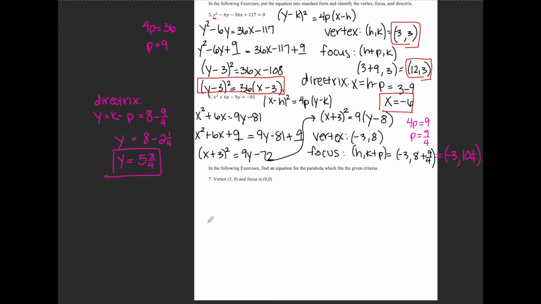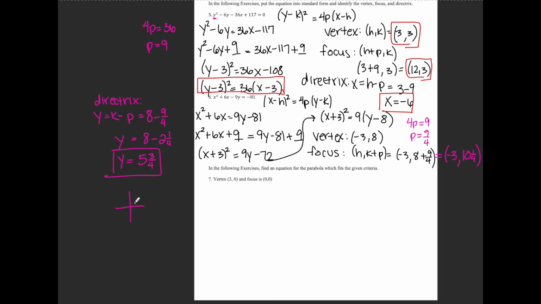For the next couple of examples, we're going to find an equation for the parabola which fits the given criteria. So in number 7, I need a parabola with a vertex of (3, 0) and a focus of (0, 0). Now, I'm not sure, just looking at these 2 points, exactly which form I need, if I need an (x minus h) squared or a (y minus k) squared. So I'm going to do like a mini sketch on the side.